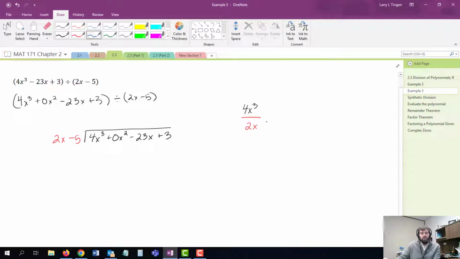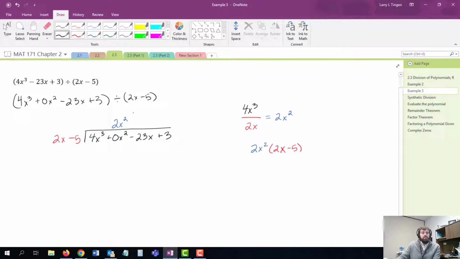And what do I get? 4x cubed divided by 2x is 2x squared. So 2x squared is the first term in my quotient. Line the powers up. Do not put 2x squared here. Put it over the other x squared terms. And then I take that 2x squared and I multiply it by 2x minus 5.